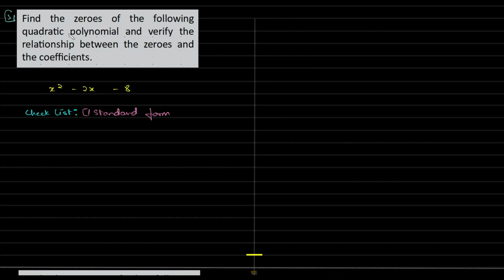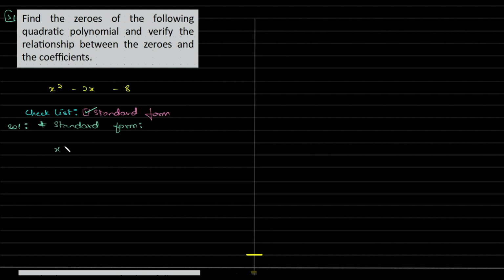Find the zeros of the following quadratic polynomial and verify the relationship between the zeros and the coefficients. To begin with, any kind of quadratic or linear equation or expression, you always need to write in standard form. So the very first thing to do is writing in standard form.